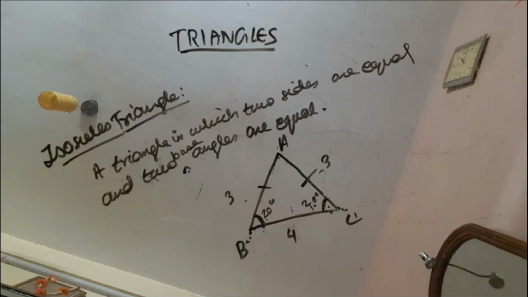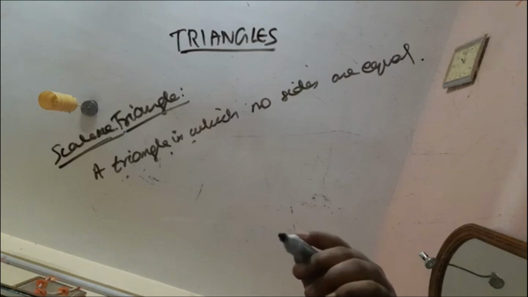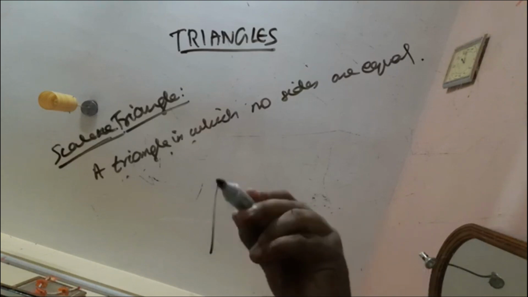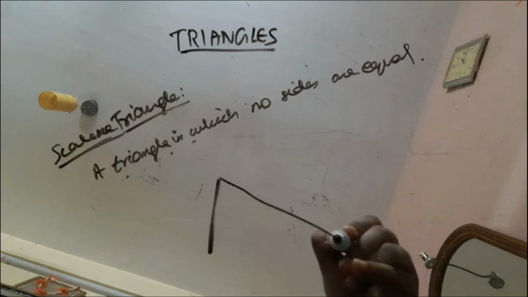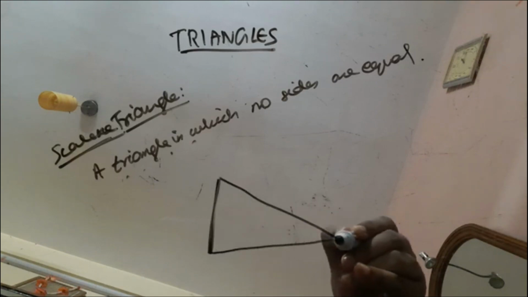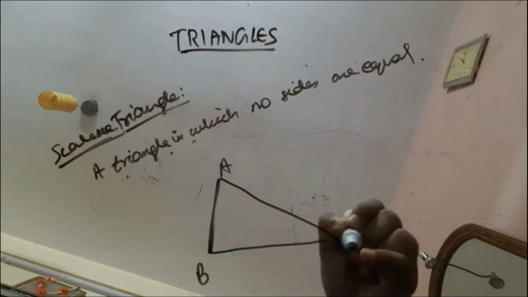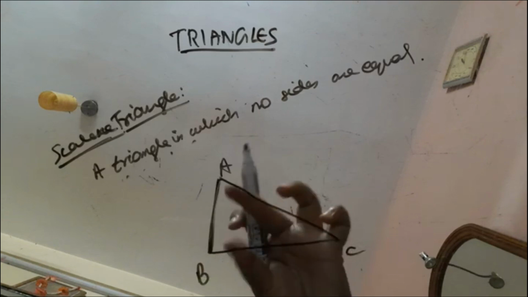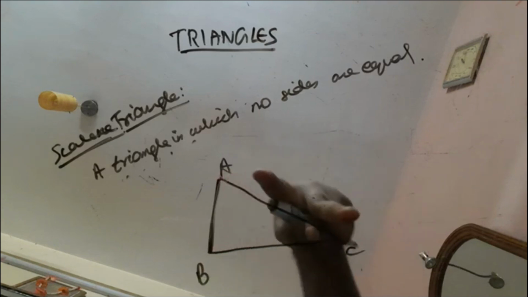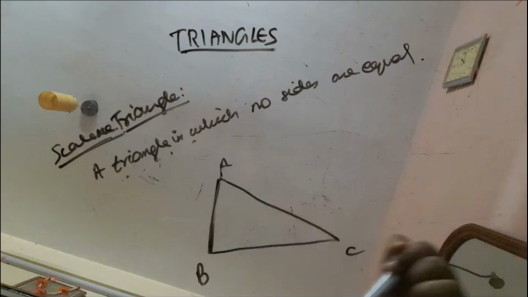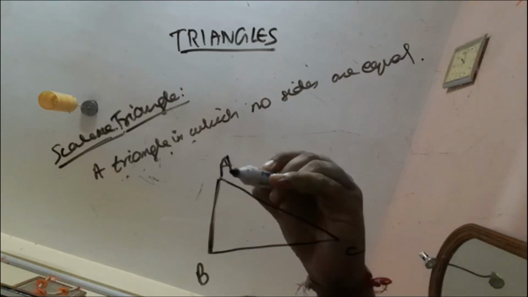So let us now move on to the scalene triangle. A scalene triangle is a triangle which we see most of the time, a triangle in which no sides are equal. This is known as the scalene triangle. For example, I will draw one for you. This. A, B, C, let's say. This is a scalene triangle. You see this side is pretty much different in length than this side, which is pretty much different in length than this side. This side, this side and this side are not equal in length. This is pretty much what we call a scalene triangle, right?